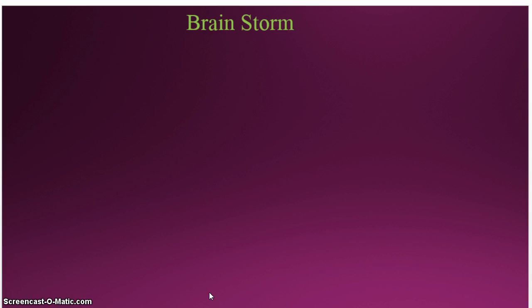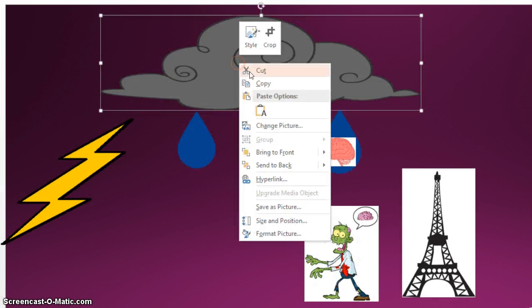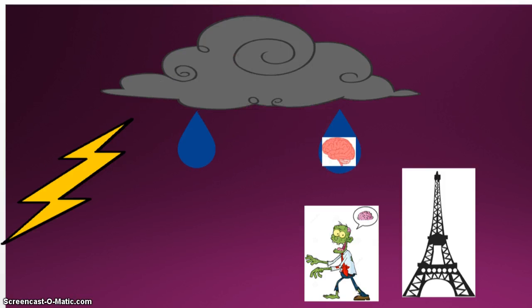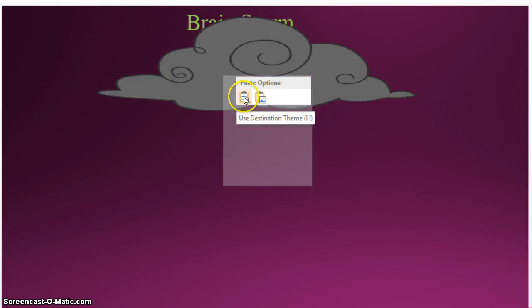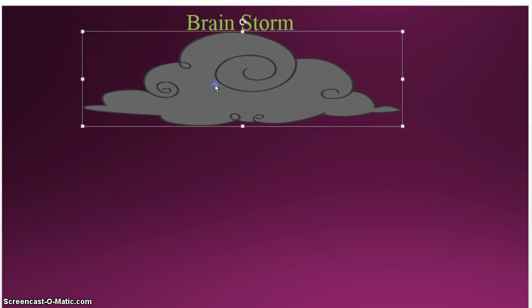So what I'm labeling my graphic organizer is my brainstorm, as you can see here, because we always get told in school to brainstorm things, but I decided to put that into a little bit more of a visual reality. So we're gonna come over here and take our storm cloud, because every good brainstorm needs a storm cloud. We're just gonna drop it down right there.